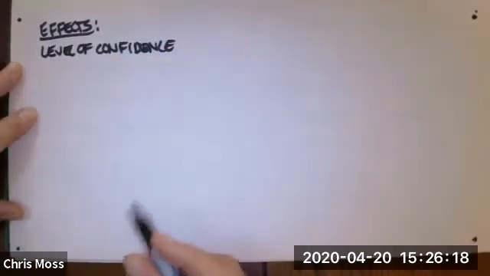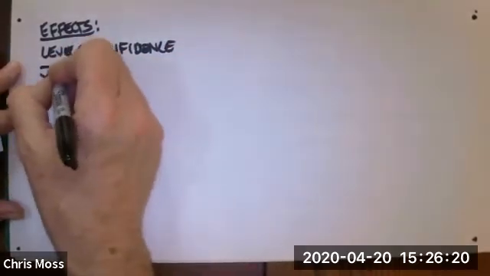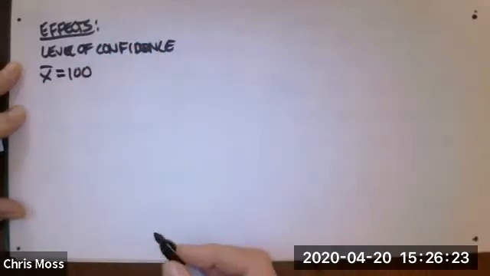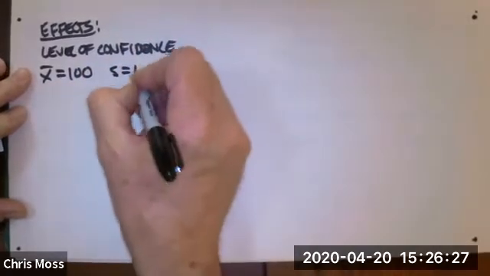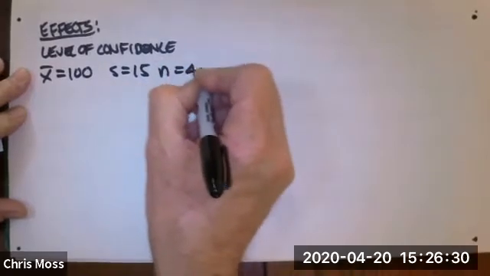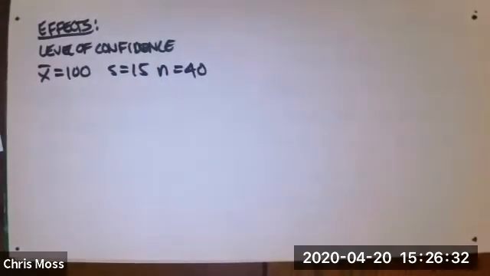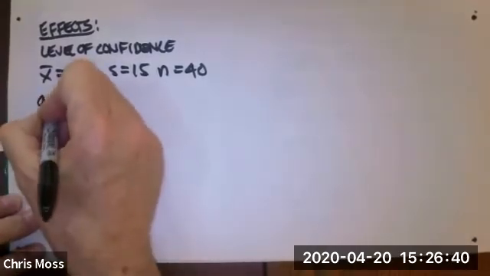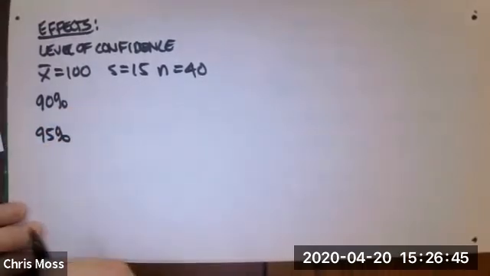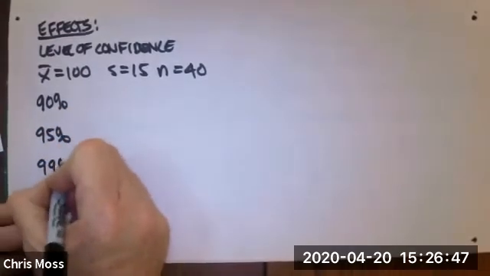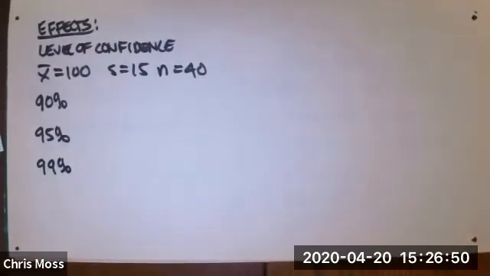Now, for this level of confidence example, I'm going to use the same sample a number of different times. We'll have an X bar of 100, S of 15, and I'll have a sample size of 40. Now, I'm going to build 3 distinctly different confidence intervals. I'm going to build a 90% confidence interval, a 95% confidence interval, and a 99% confidence interval. And then we're going to take a look at what happens.